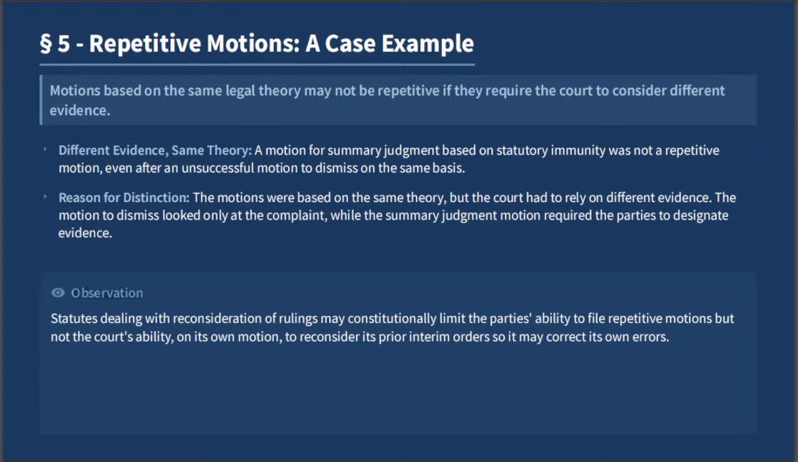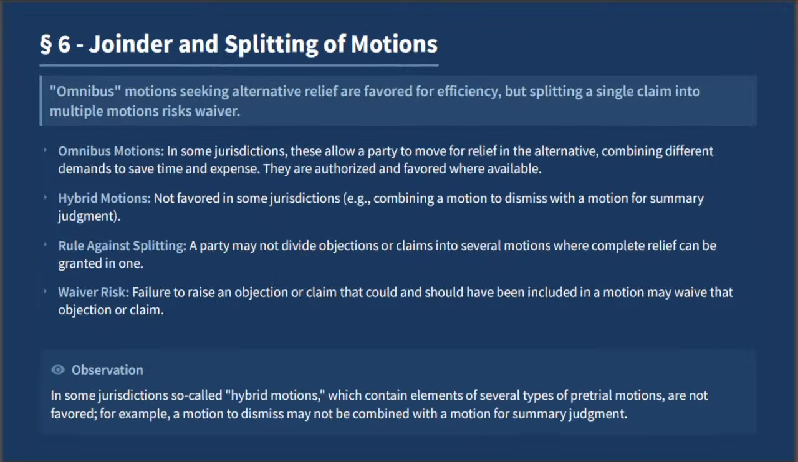So our observation here: statutes dealing with reconsideration of rulings may constitutionally limit the party's ability to file repetitive motions, but not the court's ability, on its own motion, to reconsider its prior interim orders so it may correct its own errors. Interesting. Very interesting example there, but there are certain statutes dealing with reconsideration of rulings. So that's something to look into in your jurisdiction. Now we're on to the joinder and splitting of motions.